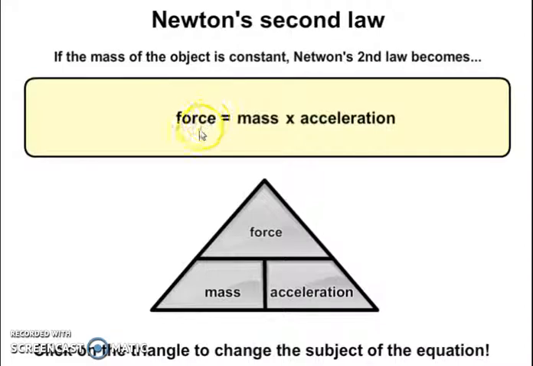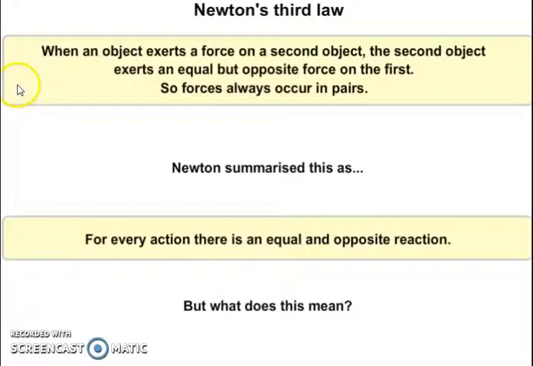Just to take note, this force is not just any force. It must be the resultant force. Okay? Okay, so now we are down to the third law, the final law of Newton, Newton's third law.